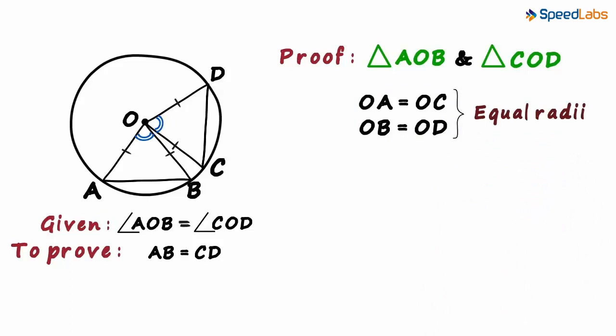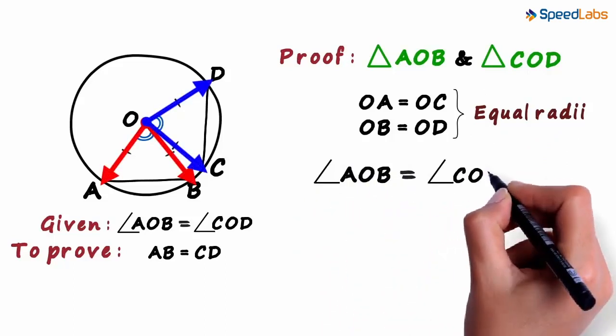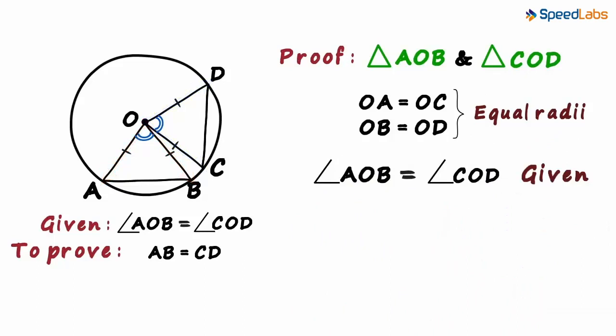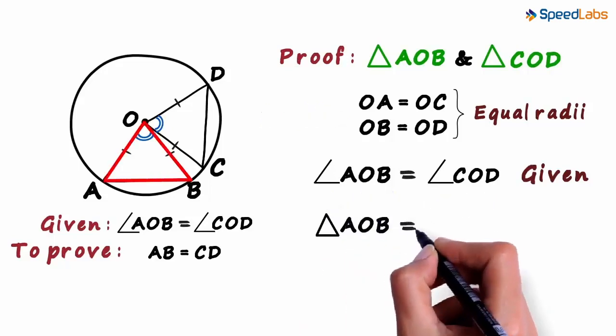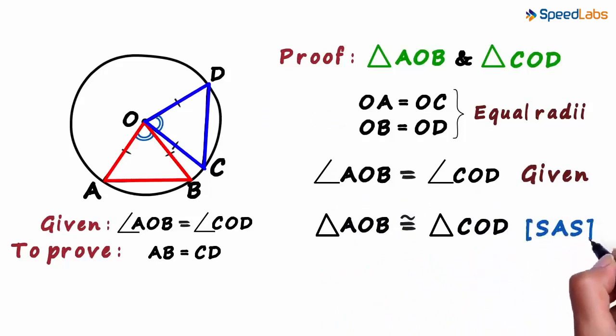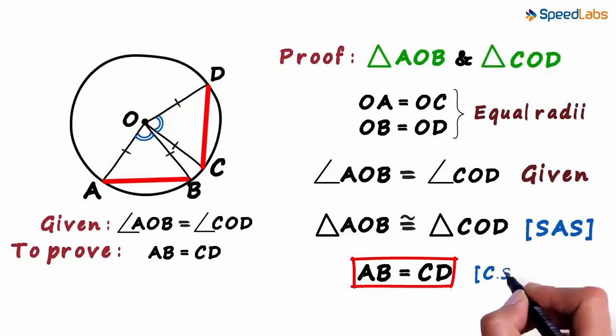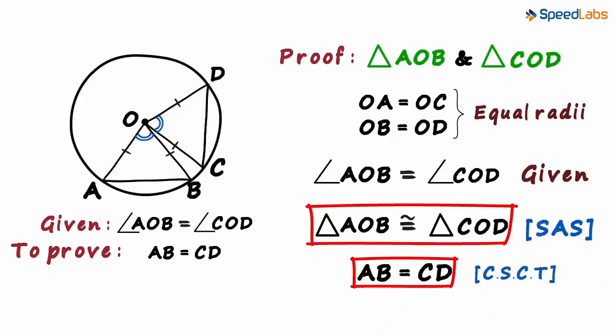And we are also given that angle AOB is equal to angle COD. We can clearly see that it is a case of two sides and an included angle of each triangle. We get triangle AOB congruent to triangle COD by the SAS congruence condition. Side, angle, side. Therefore, AB is equal to CD as they are the corresponding sides of congruent triangles.